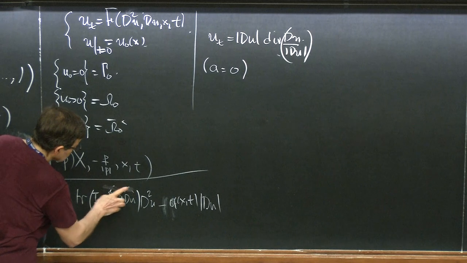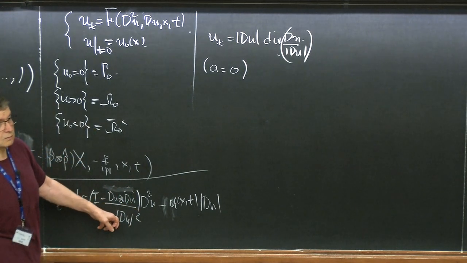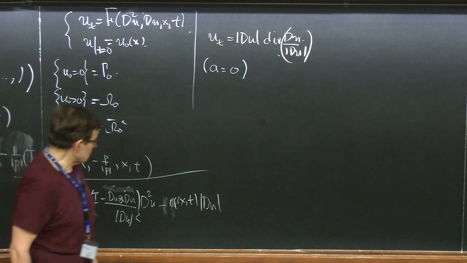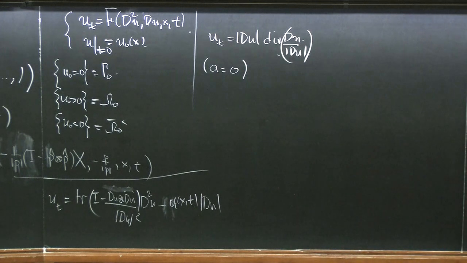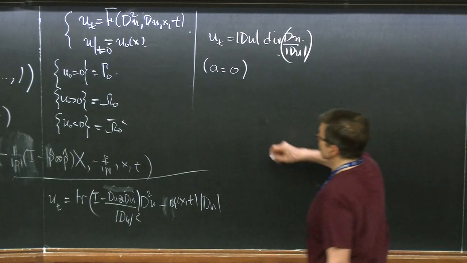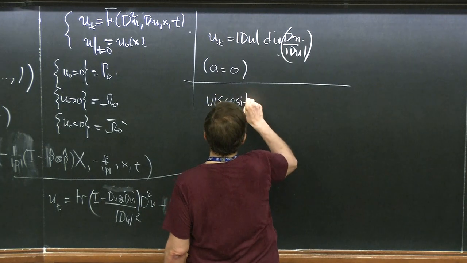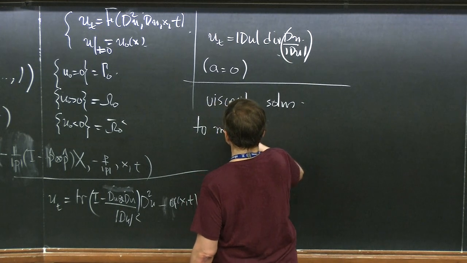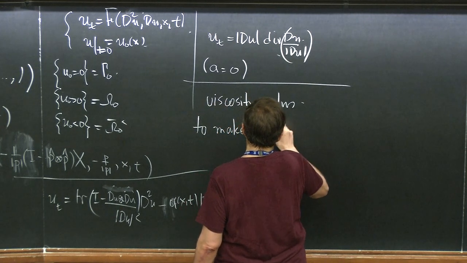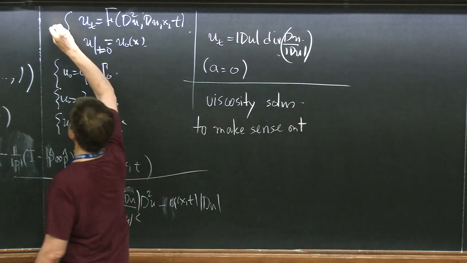Notice there is a singularity when du is zero. So you need to make sense out of that, and this is not an equation in divergence form, so it's not something that you can solve by integrating by parts, and that's where you need the theory of viscosity solutions to make sense out of that.